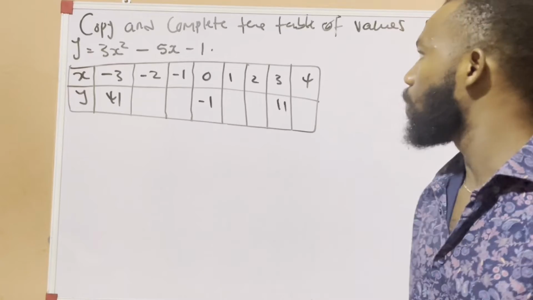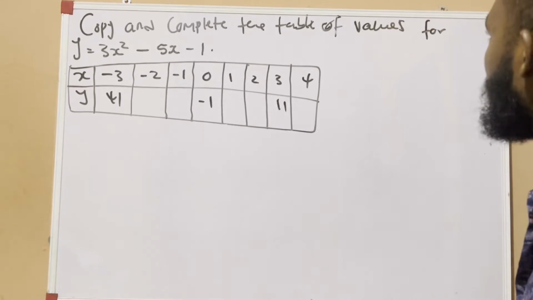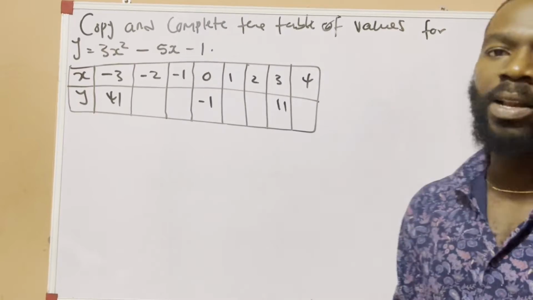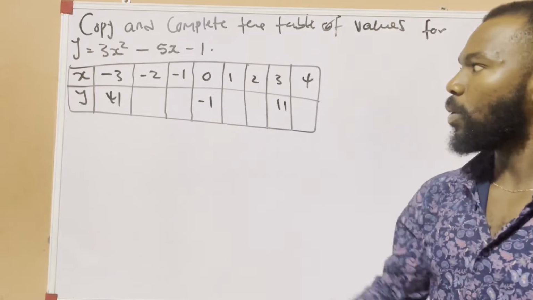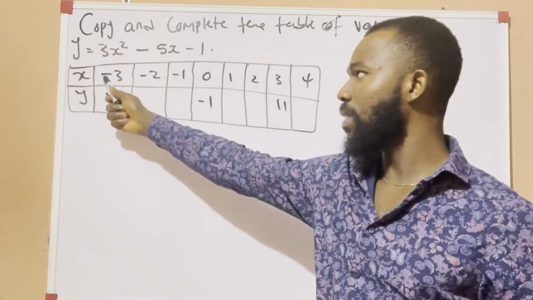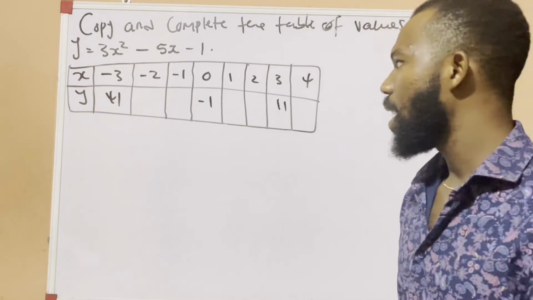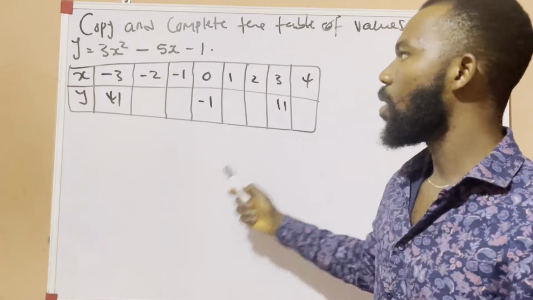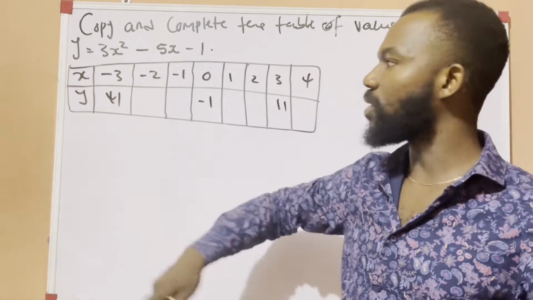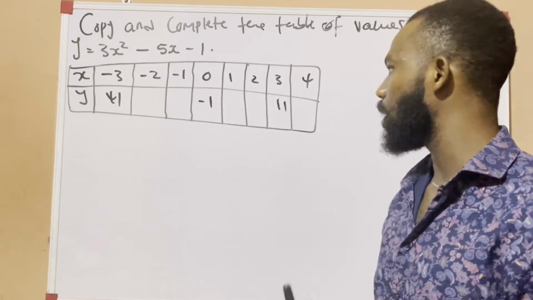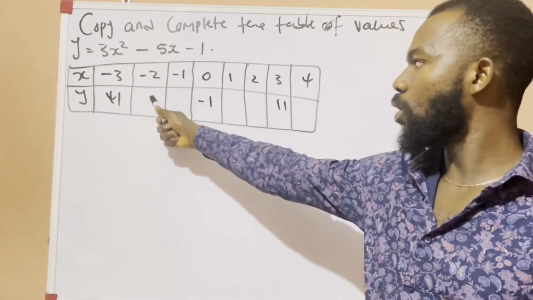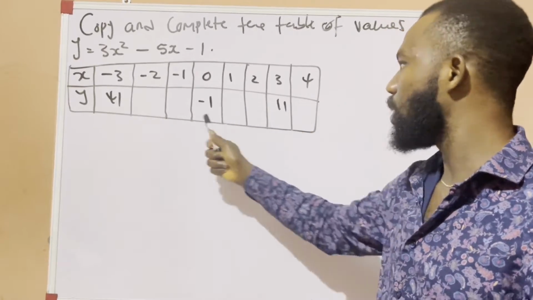Now we have a question on the board which says, copy and complete the table of values for y equals 3x squared minus 5x minus 1. And this was the table, and on the x-axis we have negative 3 to positive 4, and if you check the y-axis, we have an incomplete table, only the values for minus 3, 0 and 3 were given. So for us to be able to complete this table, we need to know the values that will fill up these spaces.